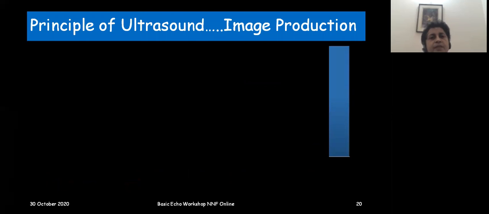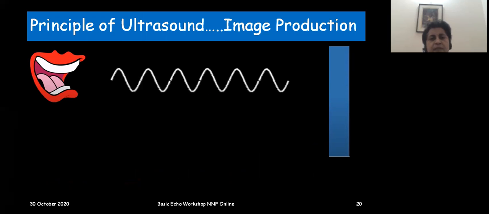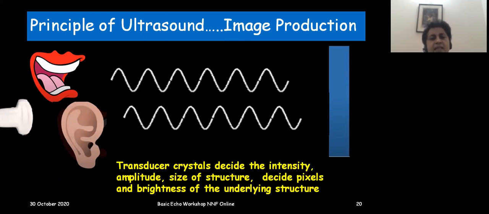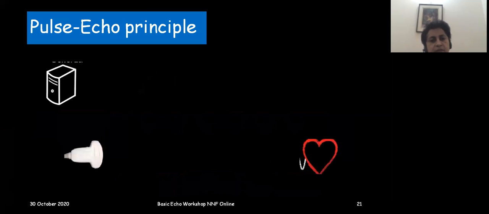Now, what is the principle of ultrasound image production? The transducer emits a wave, then there is a returning wave, and it listens to this. This talking and listening is both done by a transducer, and then this gets converted into images. The transducer crystals decide the intensity of sound, the amplitude, it determines the size of the structure, it decides the pixels and also the brightness of the underlying structure. So the transducer is actually one of the most important parts of the ultrasound machine.